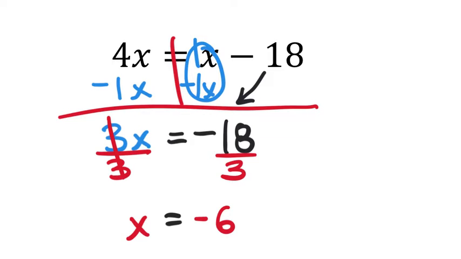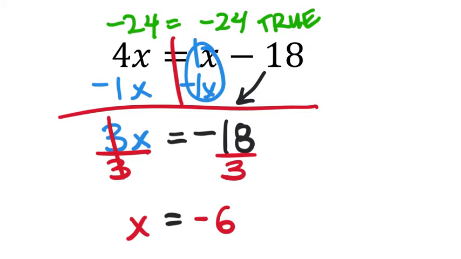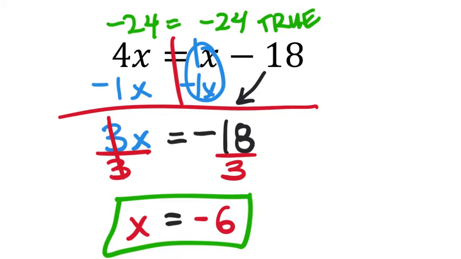We can check, right? Negative 6 minus 18, that would give us, on the right side there, negative 24. I forgot we had the x on the left, but 4 times negative 6, that also would be negative 24. And we know that negative 24 does equal negative 24. That's true, which means that negative 6, x equals negative 6. If we replace x with negative 6, that is the solution. That is what makes this equation true.